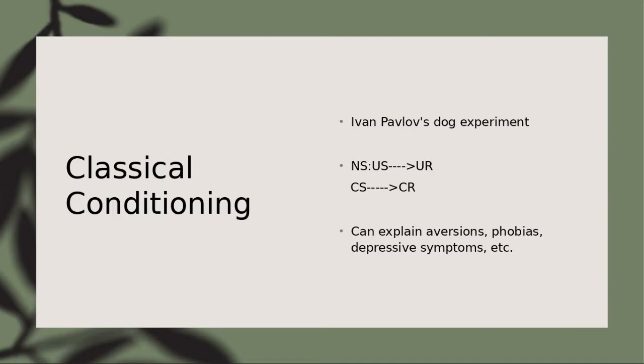It can also explain depressive symptoms. For example, if on a certain date, someone that you were very close to passed away, when that date comes around or when that date approaches, you may experience some depressive symptoms because you've classically conditioned or associated the date with that loss. And so we can use classical conditioning to treat behaviors in a number of ways that we'll discuss later, like flooding, for example.